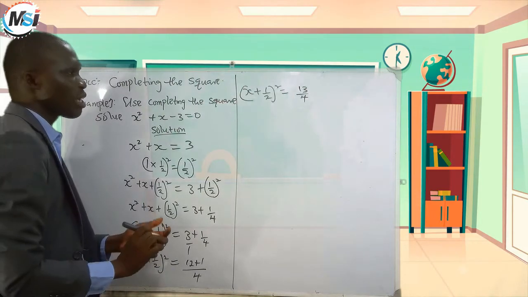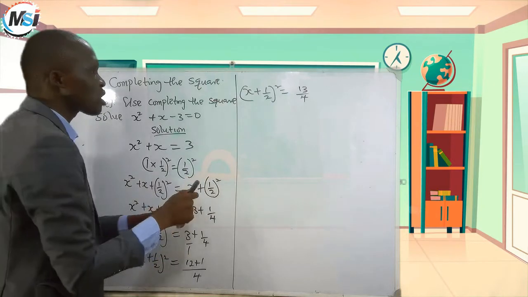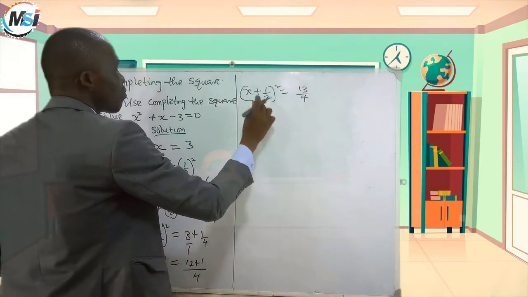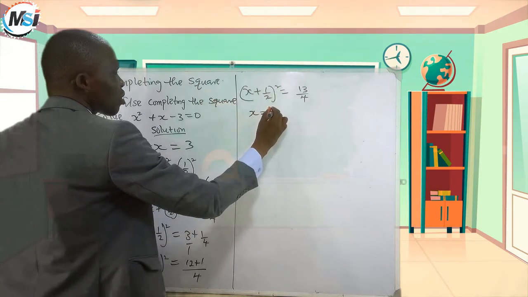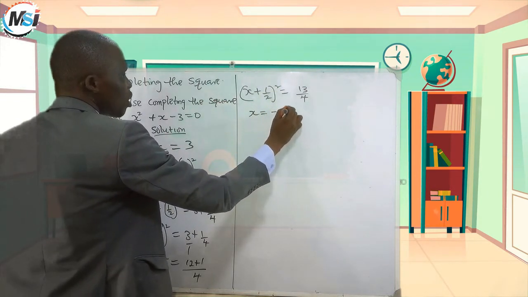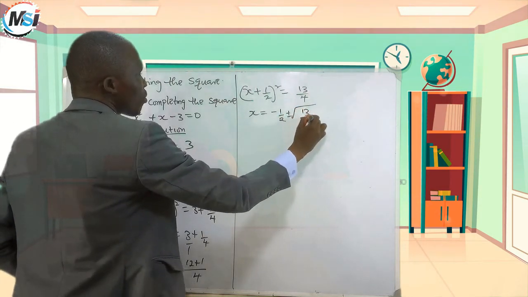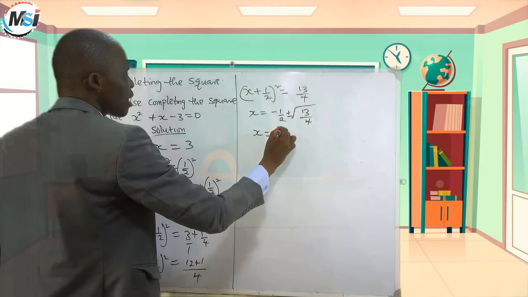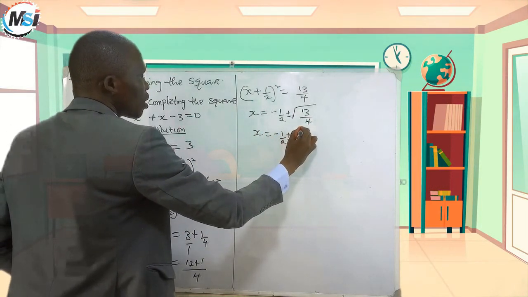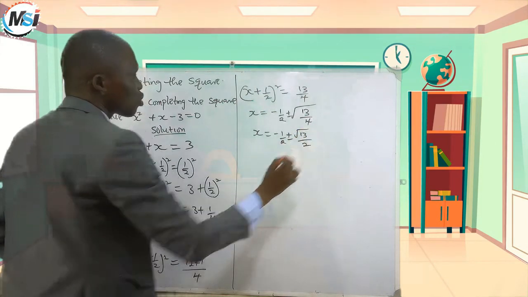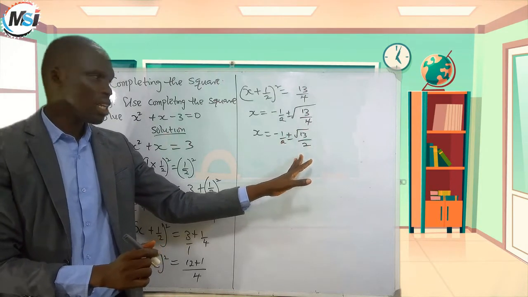Now what you do here, you need to find the square root of both sides. If you find the square root of both sides, when this plus 1 over 2 crosses to this side, it turns to minus 1 all over 2, plus or minus square root of 13 all over 4. So x will give you minus 1 all over 2 plus or minus square root of 13 all over 2, because the square root of 4 is 2. I believe you understand that, right?